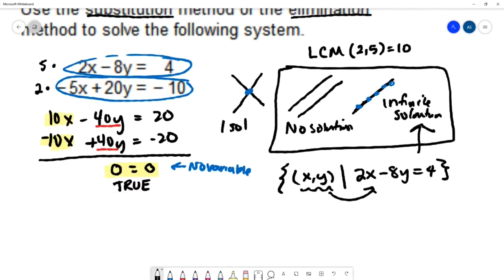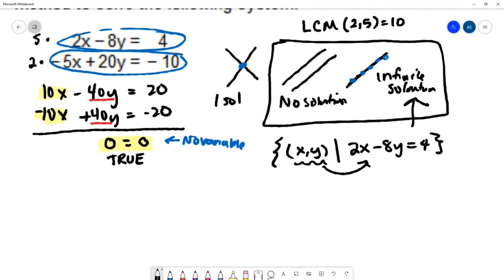Now sometimes you're expected to write it as an ordered pair. If you're wanting to write it as an ordered pair, you've got to solve your equation for one of the variables. So I think in my math lab, sometimes it tells you which variable to solve for. It says write your answer in terms of x or write your answer in terms of y. I'll show you both.